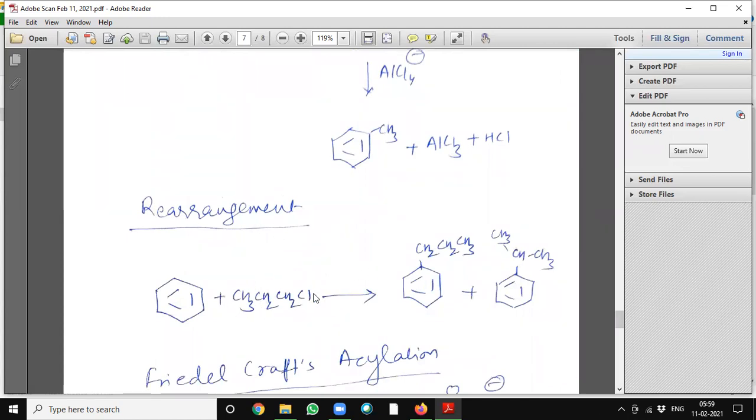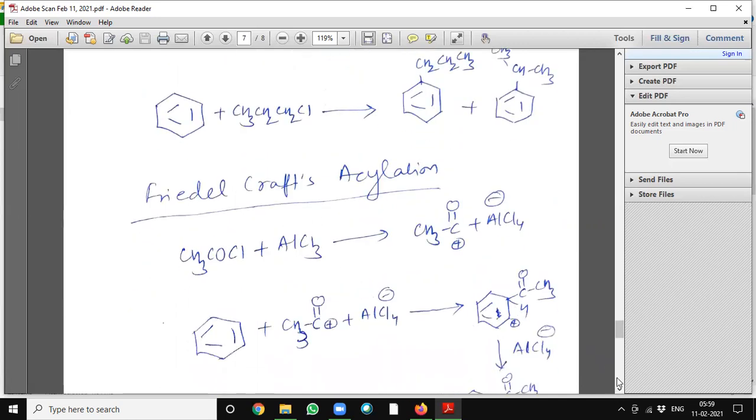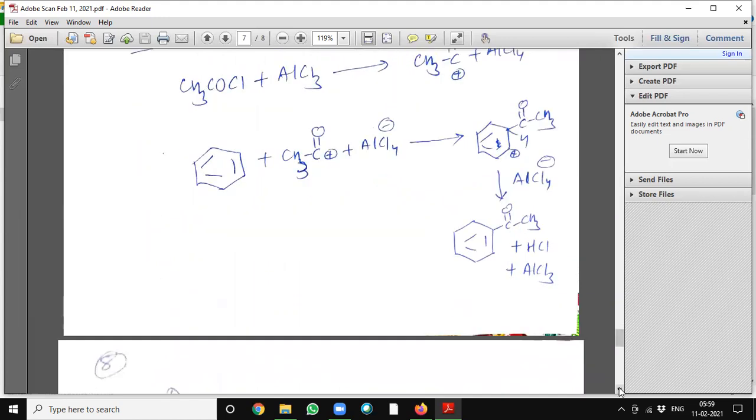Rearrangement. When electrophilic substitution reaction occurs, sometimes rearrangement reactions are also observed. Means here it is a normal propyl, and it will convert to this isopropyl molecule. It is an important cumene. Friedel-Crafts acylation reaction. Acetyl chloride in presence of aluminum chloride will give the acyl group, and this acyl group will attack the benzene to give acetophenone.